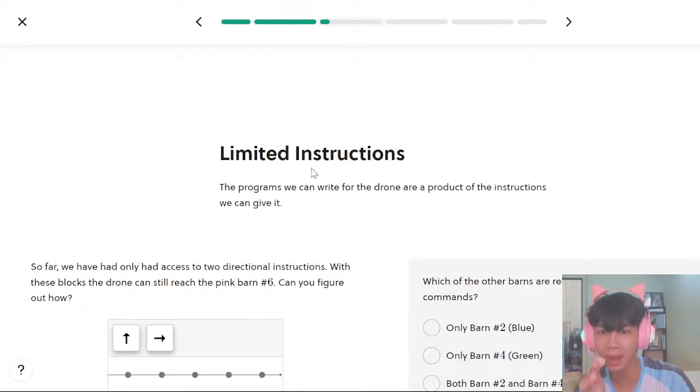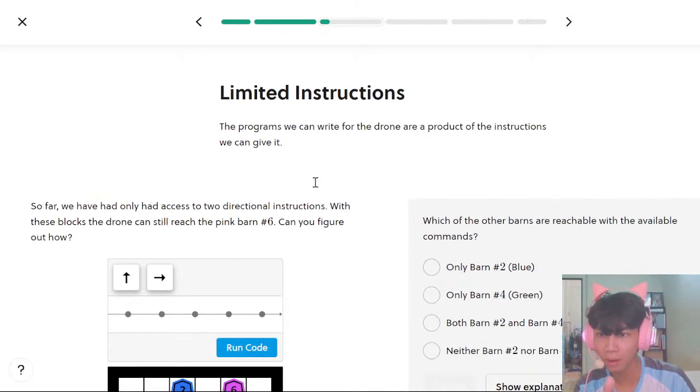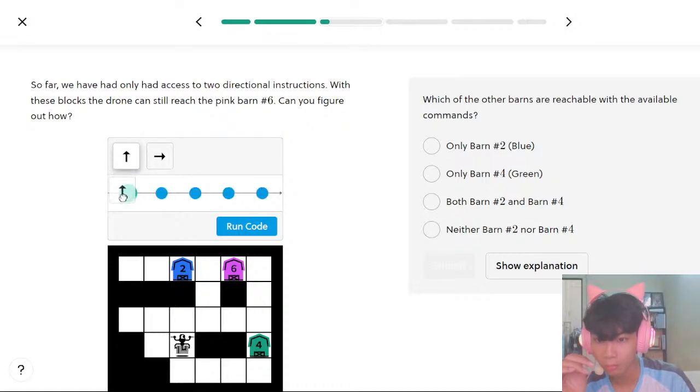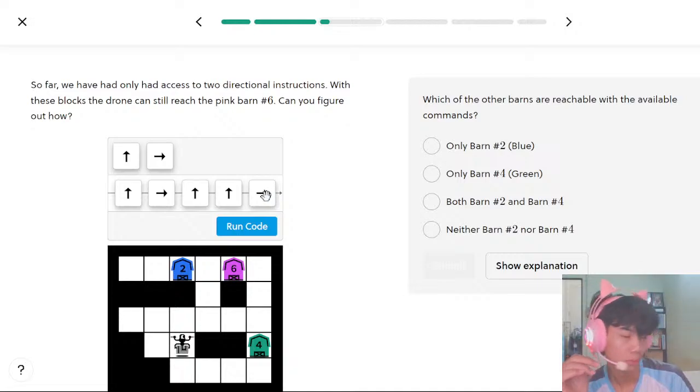The programs we can write for the drone are a product of the instructions we can give. So far we have only had access to directional instructions with these blocks. The drone can still reach the pink barn. Go up, go to the right, we are here, go up, we are here, go up, go to the right, we are here.